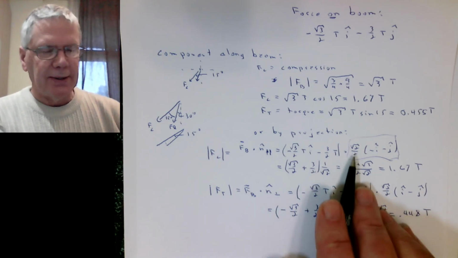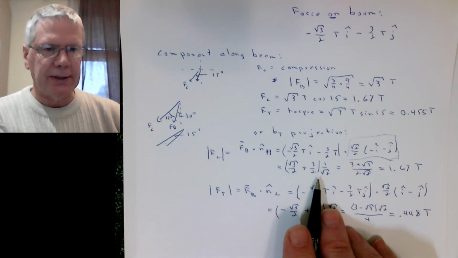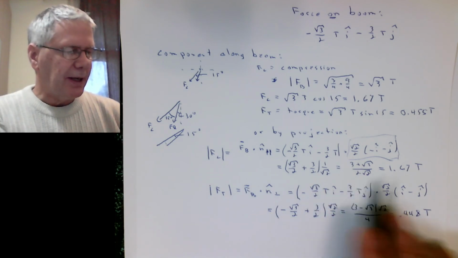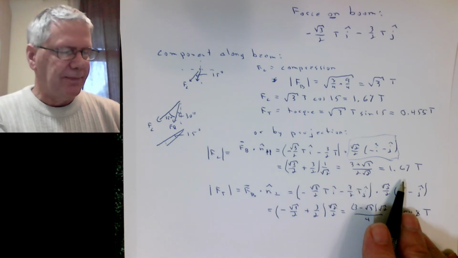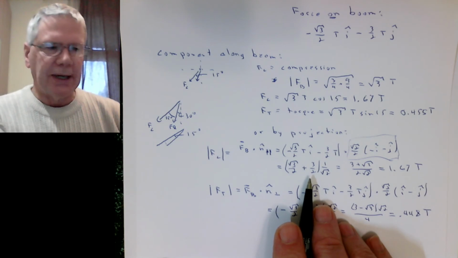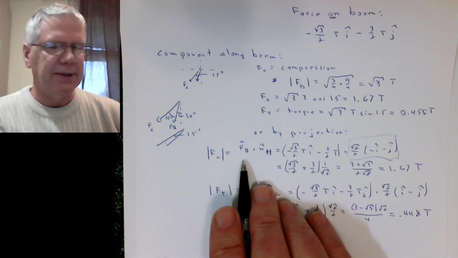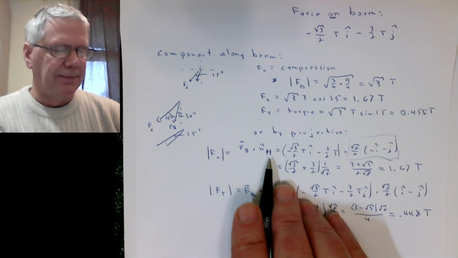I also had square root of 2 over 2, which is the same as 1 over the square root of 2. And I get 1.67 again. So in this case, I'm using some linear algebra and taking the projection. Dot product gives you a projection. So I'm taking the projection of this vector in this direction.